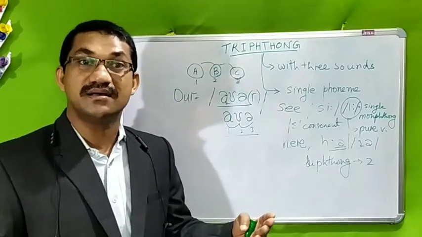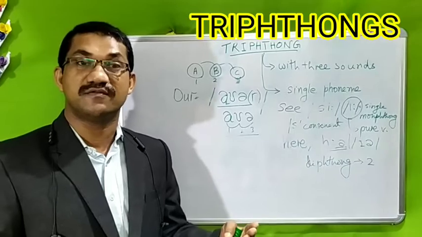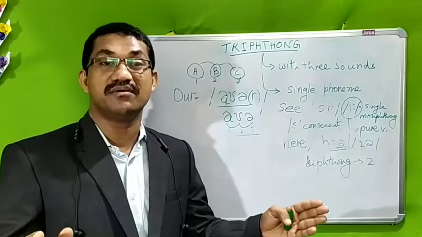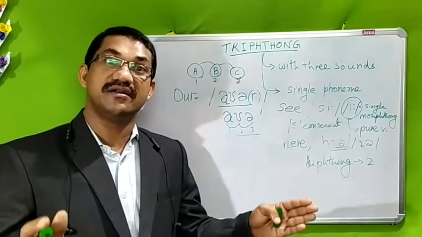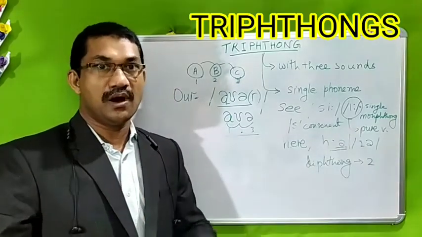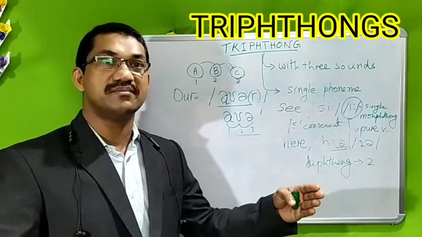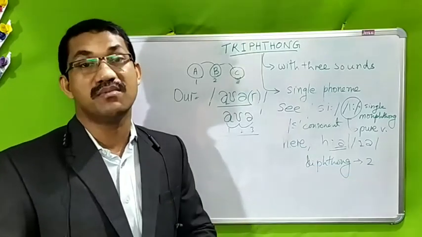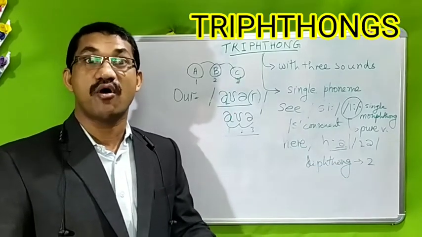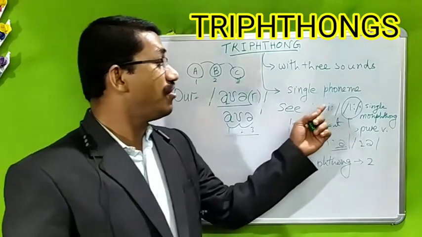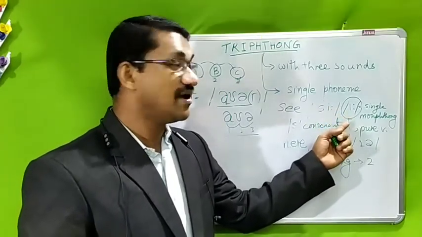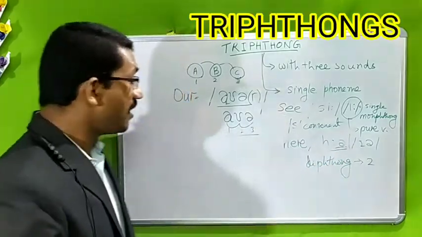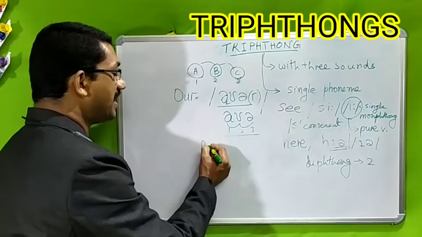Now let's look at another word which is of course having a triphthong. All the time we have to keep in mind the fact that a triphthong is a single phoneme. Although the tongue is gliding from one position to another and to a third, we have to keep in mind the fact that a triphthong is just like a pure vowel, a single phoneme, or like a diphthong, a single phoneme.